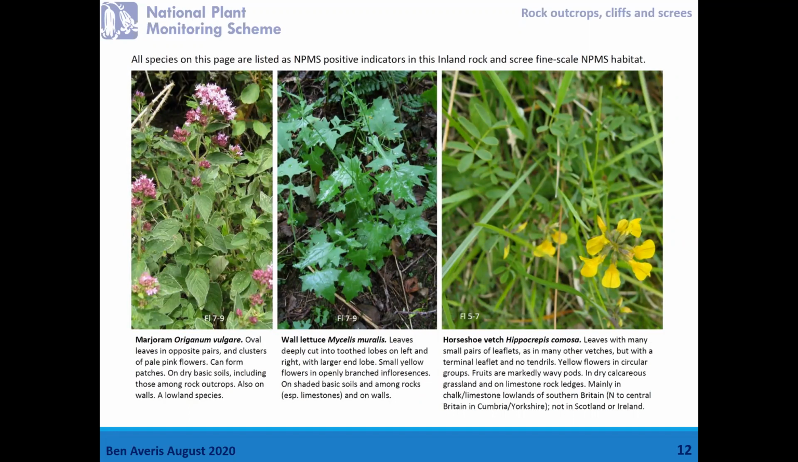Marjoram is mainly where the rocks and soils are a bit more basic, and it grows upright and has these opposite pairs of oval leaves that are a little bit hairy. The stem's quite hairy. Easiest to tell in flower, of course, when you've got those distinctive dense clumps of pale pink flowers. It's commonest in the south, though it does grow scattered further north.